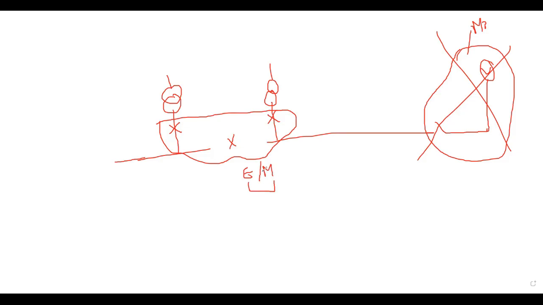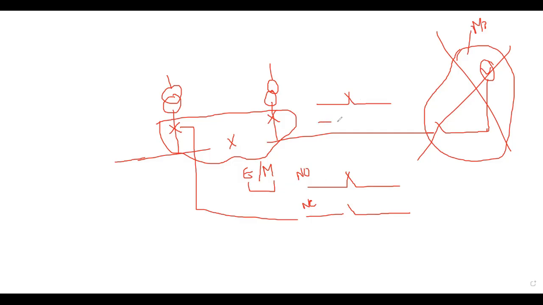So what is electrical interlock? What is mechanical interlock? Electrical interlock is generally, I will take the signal. For every breaker there are NO, NC contacts: a NO contact and a NC contact. This breaker is also having a NO contact and NC contact. This breaker is also having NO contact and NC contact.